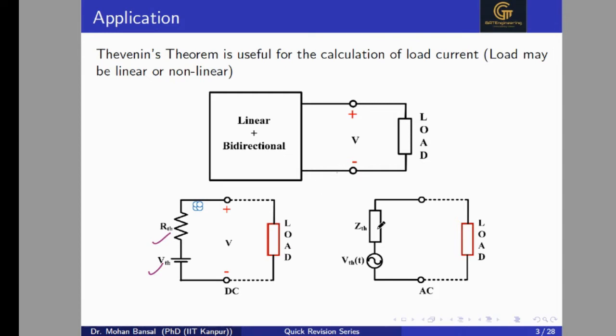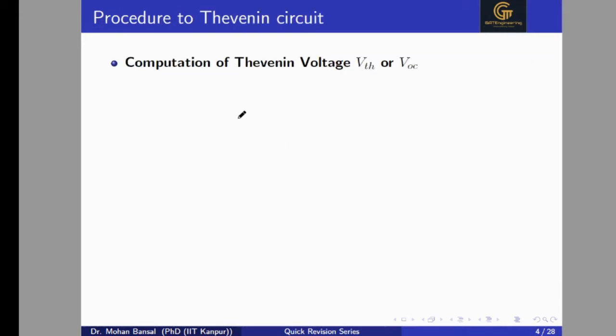Now for an AC circuit, we'll compute ZTH, as I already told you in the last slide, and VTH will be the VTH(t), which can be like Vm sin omega t or Vm cos omega t, because voltage will be a function of time. This will be for the AC circuit. Now, we'll see how we can solve the problem.